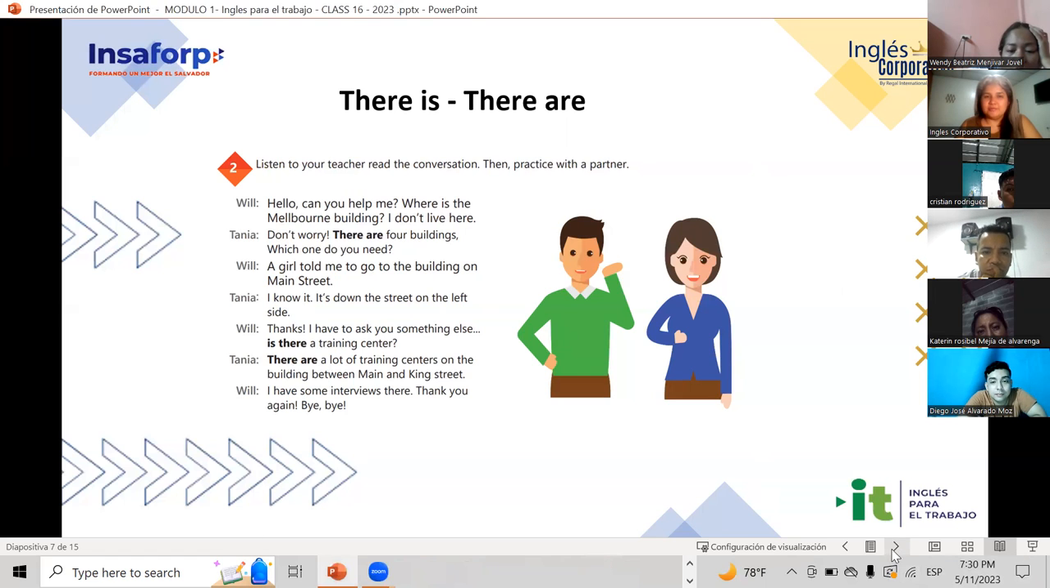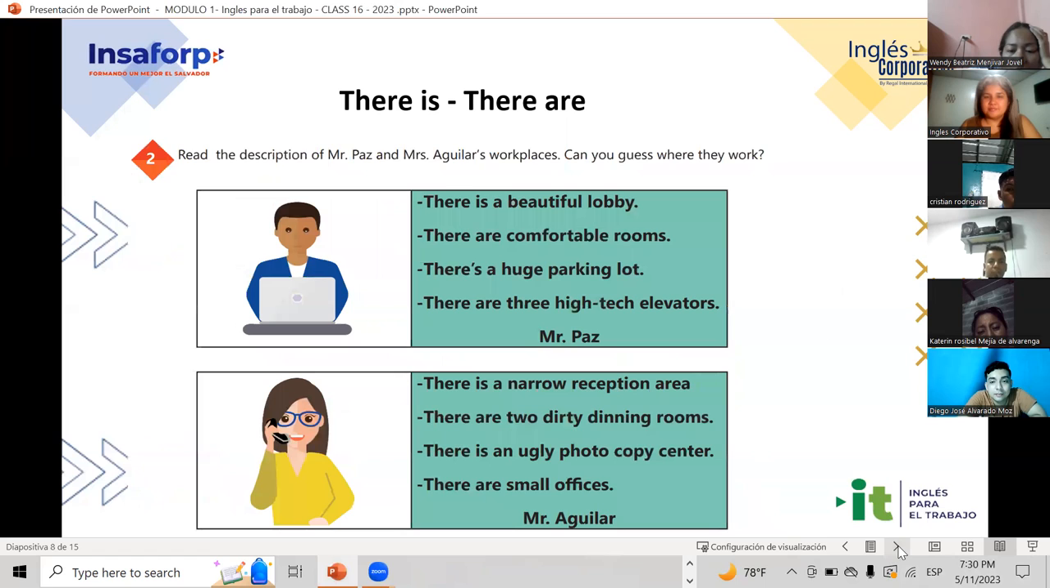We're going to continue. Okay, we have more examples here. Read the description of Mr. Pass and Mrs. Aguilar's workplaces. Can you guess where they work? Okay, there is a beautiful lobby. Do you know what is a lobby?